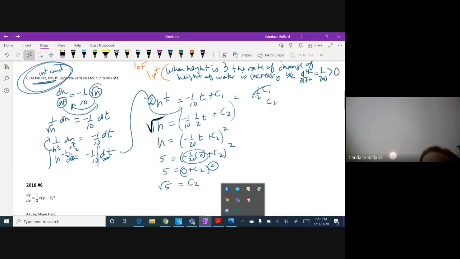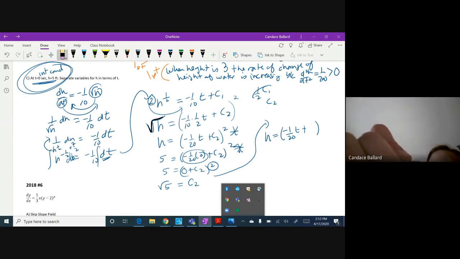All right, so now I need to take that and put it back into that line right there. So, nope, not that line. This line right here. So h equals negative 1 over 20 t plus c sub 2, what am I doing? Plus the square root of 5, squared. That's your final answer.